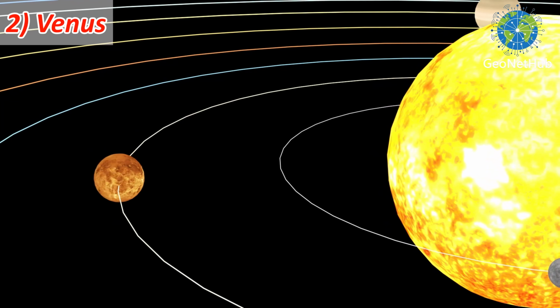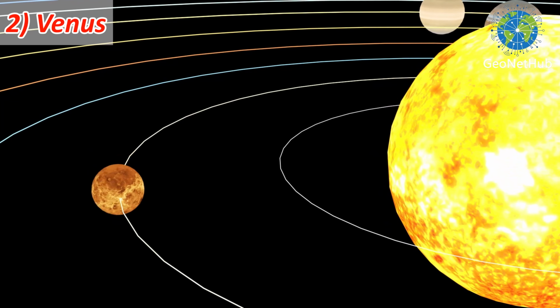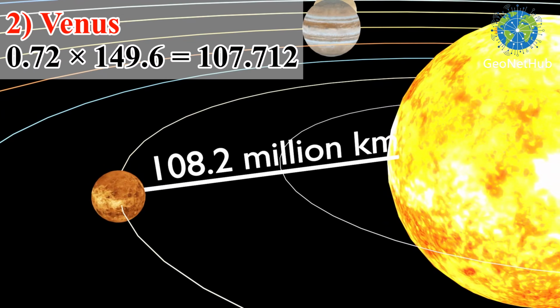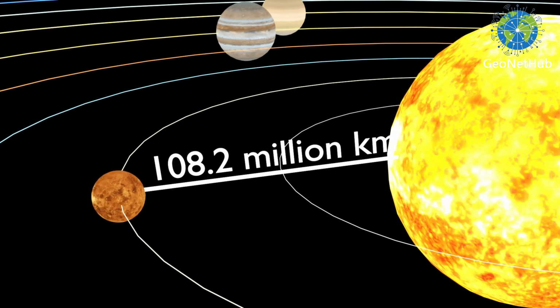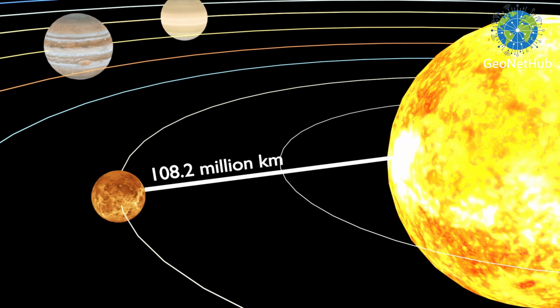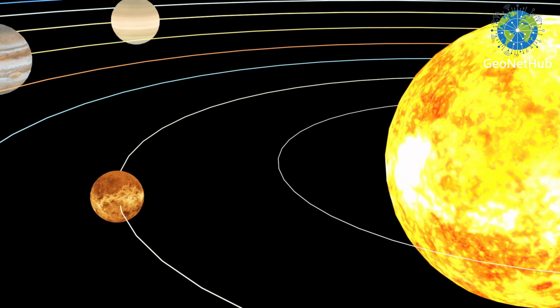Venus. Venus is the second planet from the Sun. It orbits at 0.72 astronomical units. Venus is closer than Earth, but far enough to maintain a stable orbit. Its position allowed it to grow larger than Mercury.